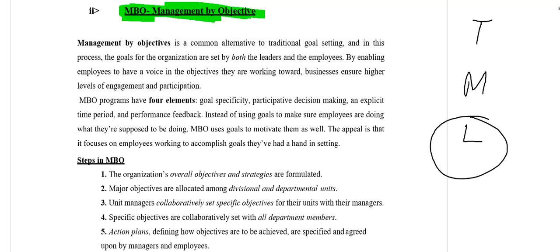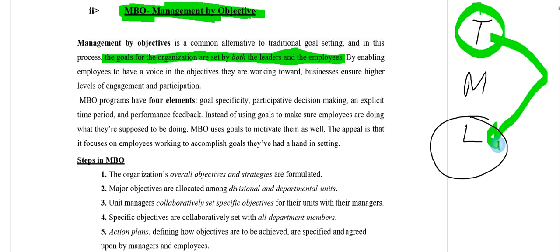But if we talk about MBO, MBO is a criteria of setting the goals, where the goals are set by both, number 1, the organization and the employees. So students, as I have told you, in this MBO, goals are not set by top level management and communicated to lower level management, but goals are mutually decided by the organization and low level management.